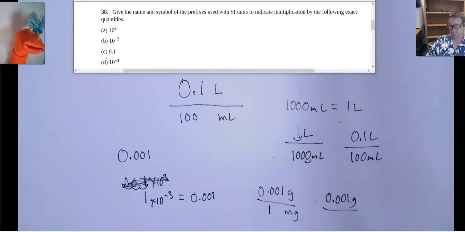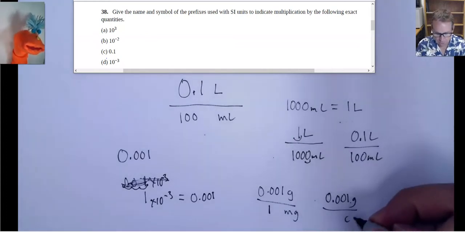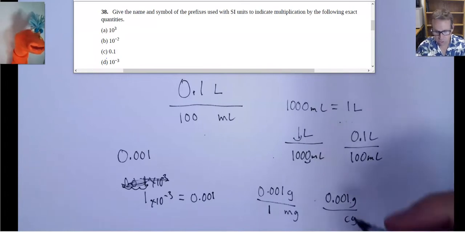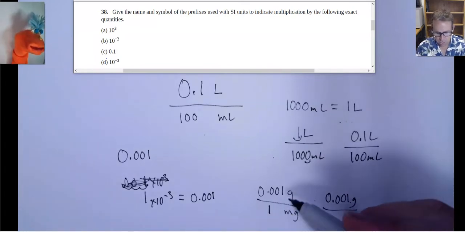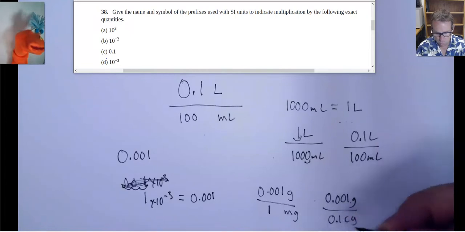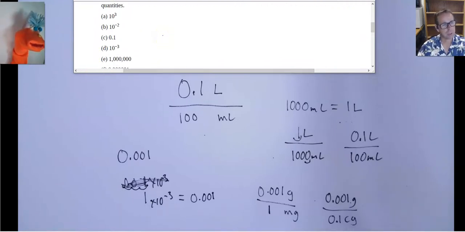centigrams. Why? Well, yeah, good question. We already got it in milligrams, but just for a little bit of practice, centigrams is 2 decimal places over. So this is 1 milligram. This is only going to go 1, 2 over. It's going to be 0.1 centigrams. Okay, good stuff. Number 39. Oh, no, we're not quite done here.